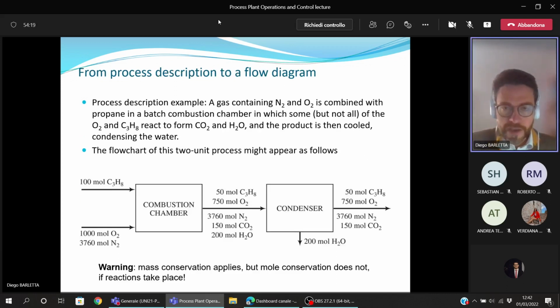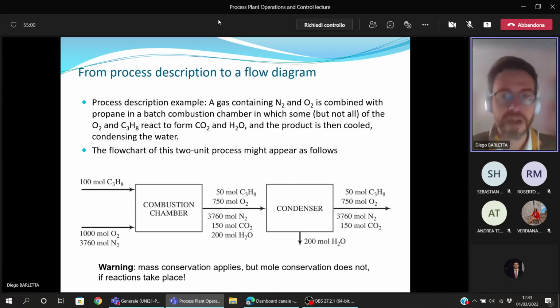So, for example, here we have 2 units. We have a process description example. We have a gas containing nitrogen and oxygen combined with propane in a batch combustion chamber, in which some, but not all, of the oxygen and propane react to form carbon dioxide and water. Then the product is cooled down, condensing the water. Okay, so this is the description. Just sentences describing the process.